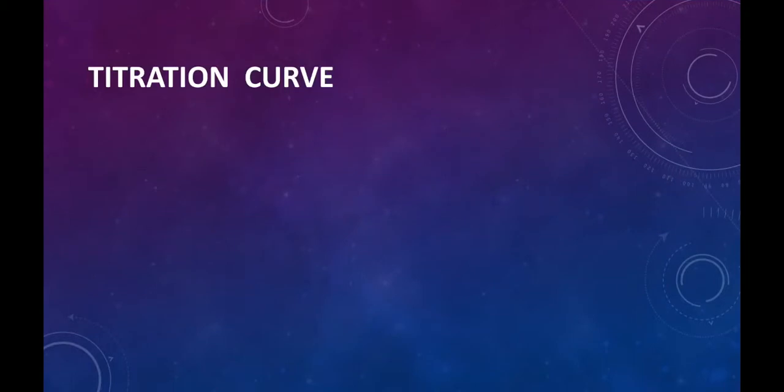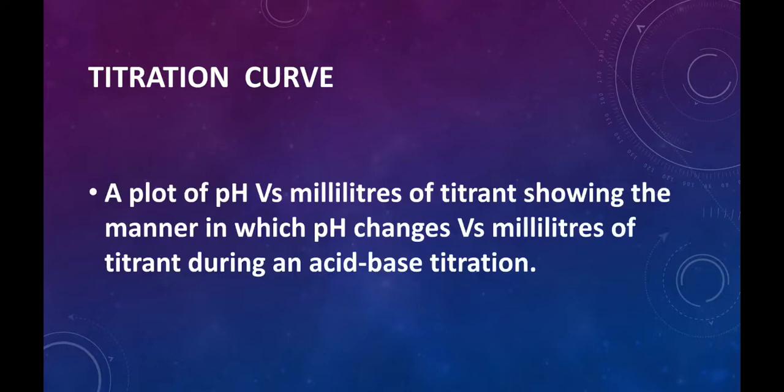What is a titration curve? It is a plot of pH versus milliliters of titrant, showing the manner in which pH changes versus milliliters of titrant during an acid-base titration.